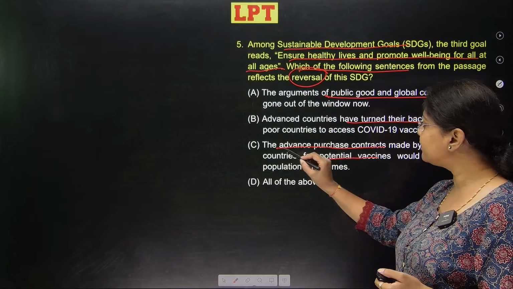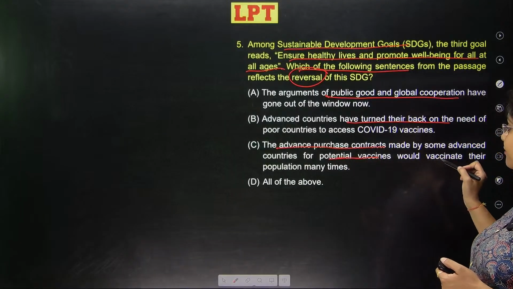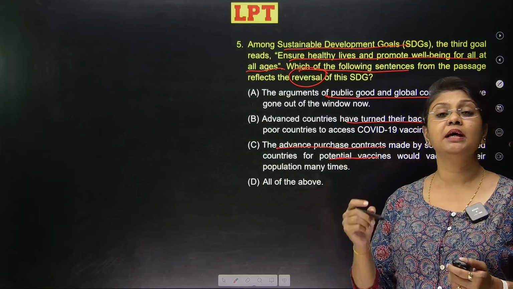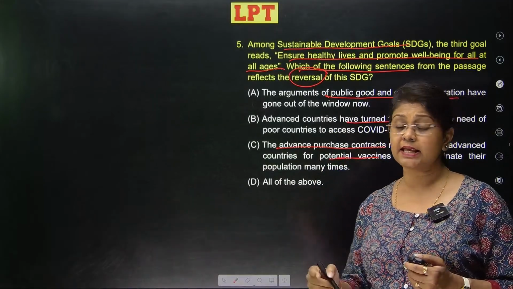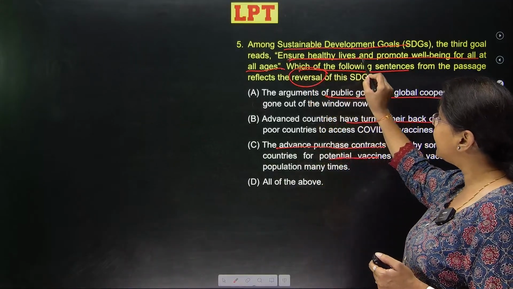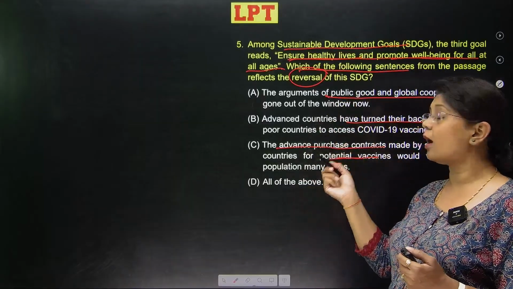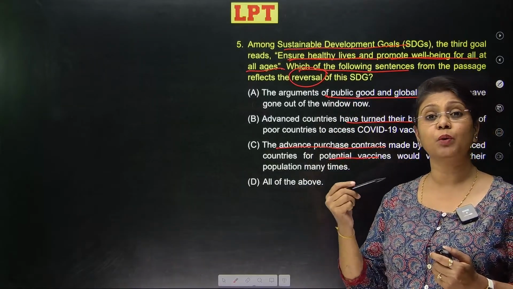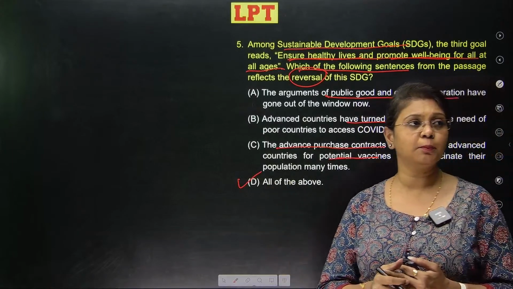okay, so when you say the advanced purchase contracts made by some advanced countries for potential vaccines would vaccinate their population many times, even this option is contrary to what the SDG says. So here we are talking about ensuring healthy lives and promoting well-being for all at all ages. All of these three options A, B, C is the reversal of the SDG. So the answer would be option D, which is all of the above.